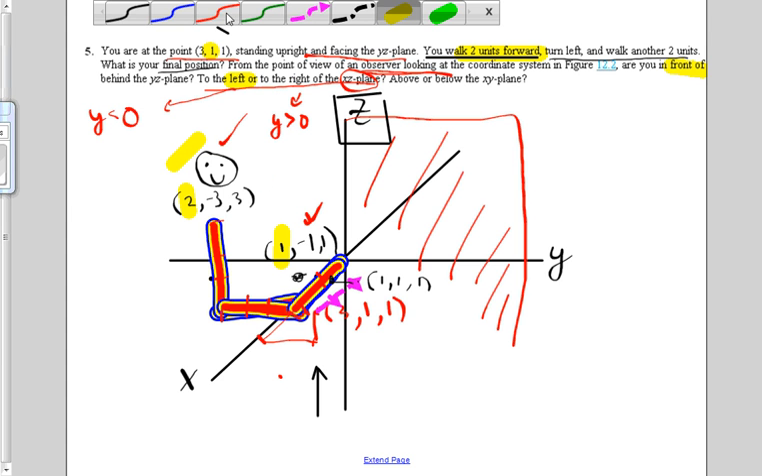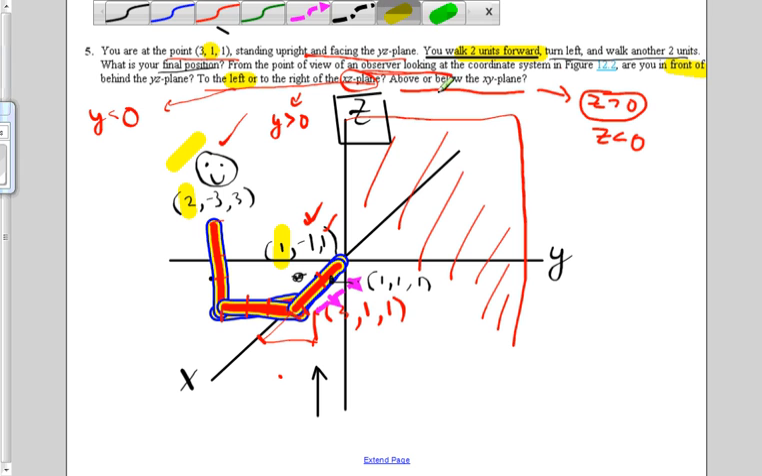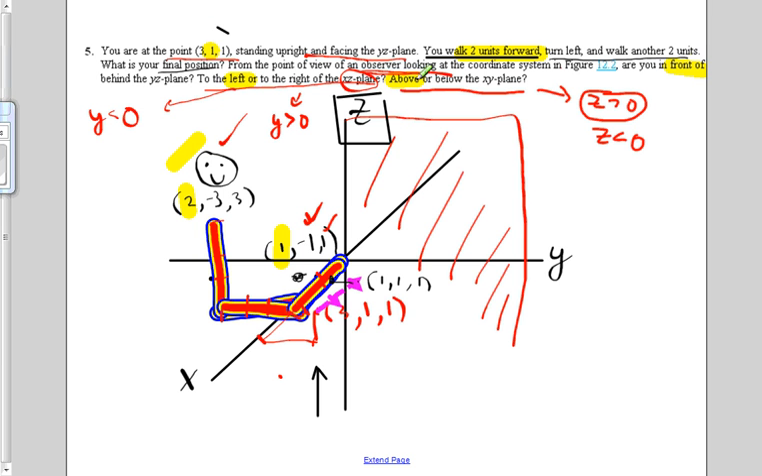And last question, am I above or below the XY plane? That's just talking about my Z value. Is Z greater than 0 would be above? Is Z less than 0 would be below? So my Z value is 1, which is greater than 0. Therefore, I am above the XY plane.